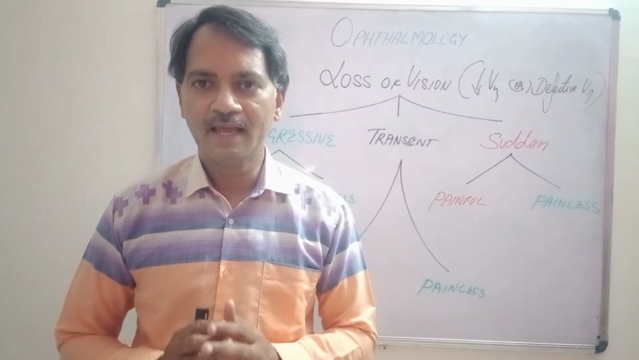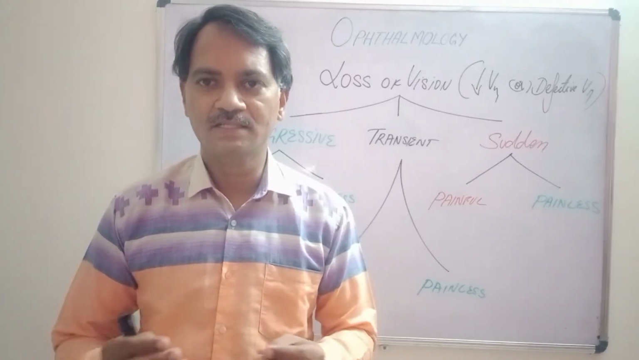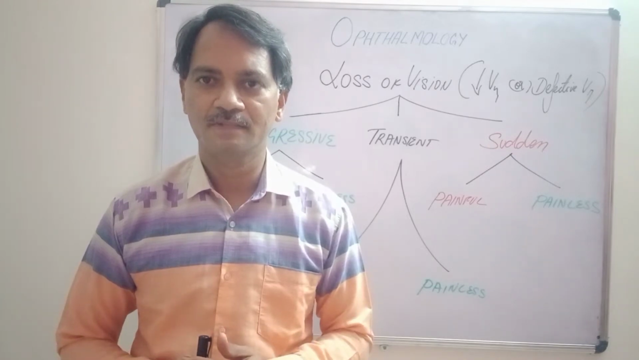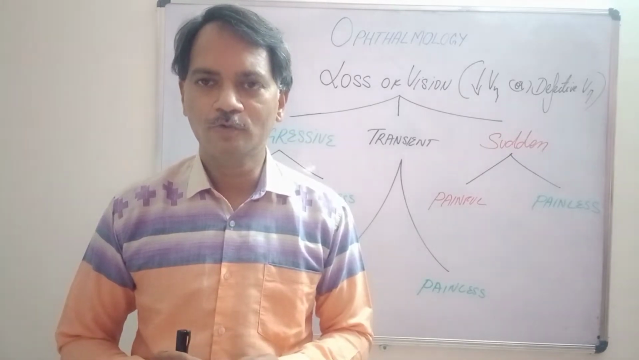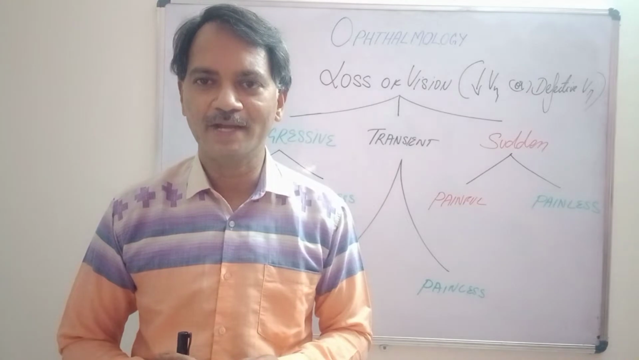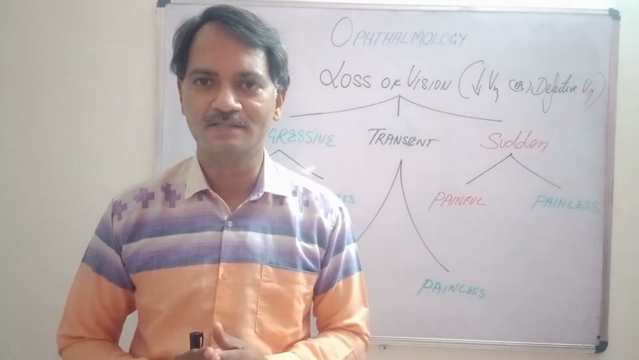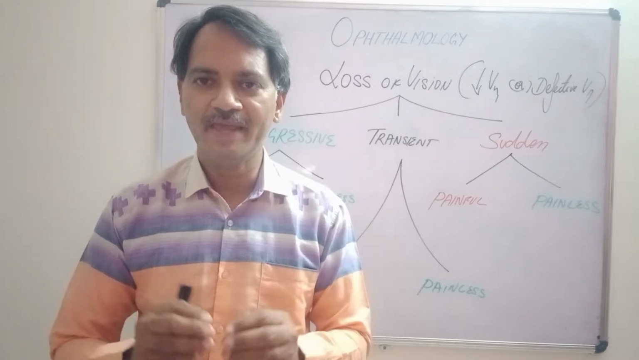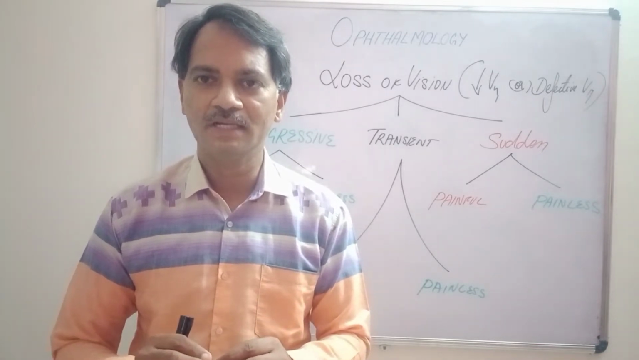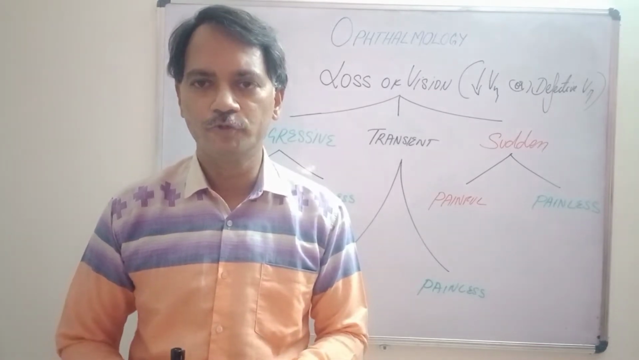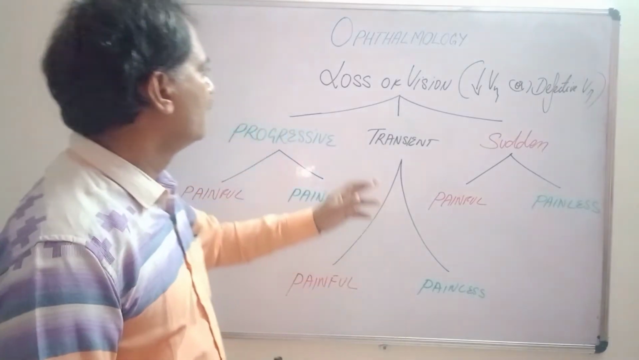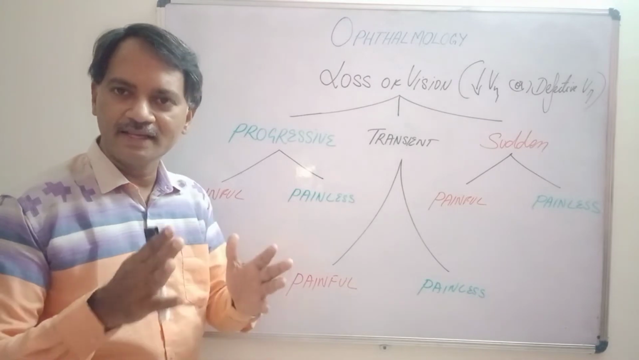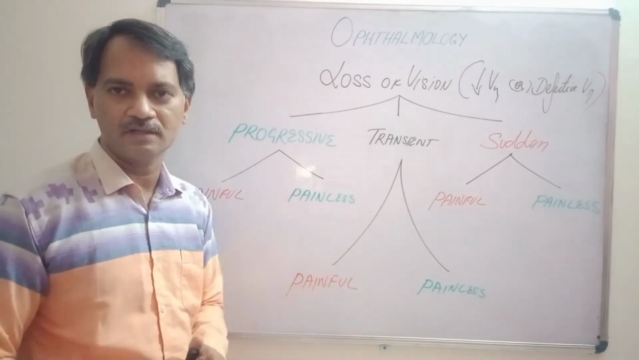A person can experience a visual loss in many ways. Welcome back to Ophthalmology for undergraduates and postgraduate beginners. Today I am going to talk about the ways by which a person experiences a visual loss. Loss of vision, as we have already told, can be decreased vision or defective vision.